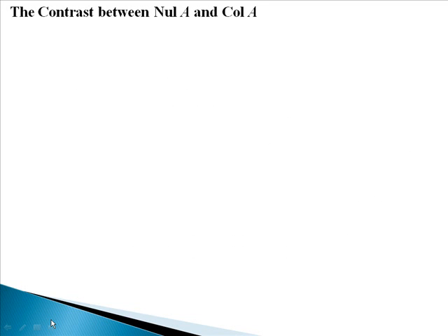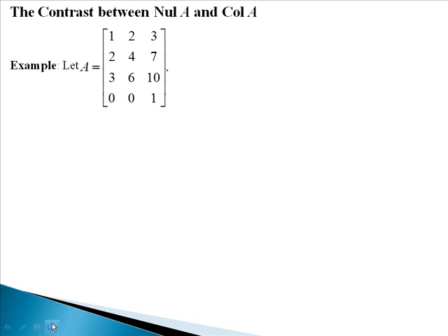Let's look now at the contrast between the null space of A and the column space of A. In this example, we're going to let our matrix A be equal to this here, which is a 4 by 3. So I want to take note of that. It's an m by n matrix, it's a 4 by 3. And remember that the column space of A is vectors that are in Rm, and the null space of A is vectors that are in Rn.